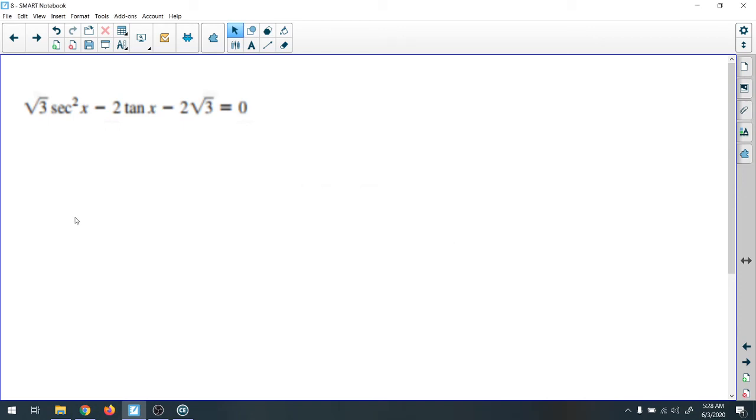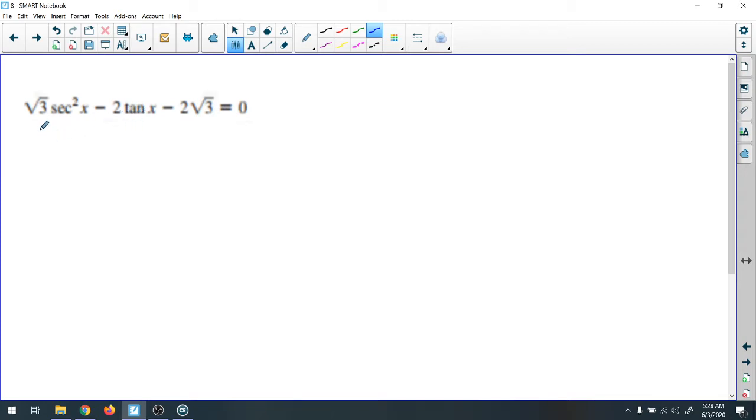Solving trigonometric equations, we have a good question here. Solve the equation square root of 3 secant square x minus 2 tangent x minus 2 square root of 3 equals 0. Many students ask me, how will we answer this kind of question when we have different ratios here, secant and tangent? If you think with me here, secant is the reciprocal of cosine, and tangent is sine over cosine. Let's do that here.